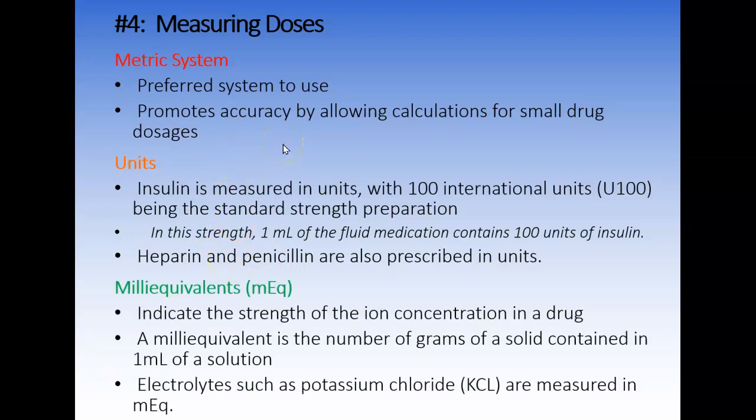Then we have some other drugs. One of them is potassium, which is measured in milliequivalents, and this is the strength of the ion concentration in the drug. A milliequivalent is the number of grams of a solid contained in 1 milliliter of a solution. So for electrolytes like potassium, it'll say 20 milliequivalents of potassium in a bag of fluid, and that's sort of how you know what the dosage is.